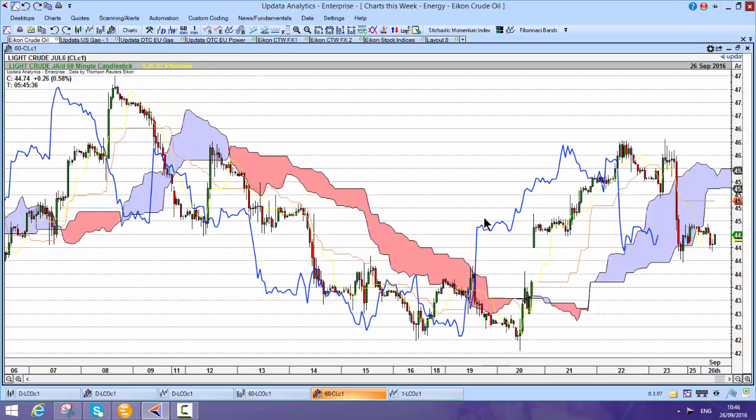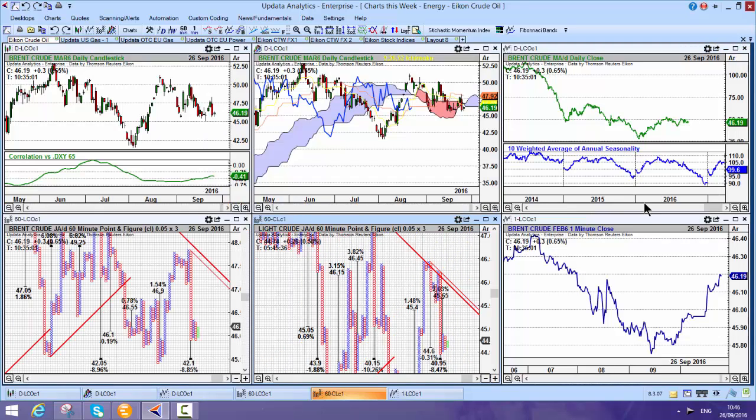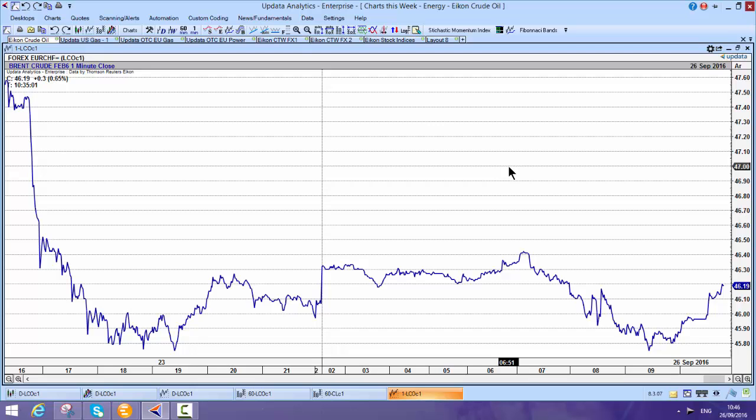On WTI, we're not quite through the cloud yet. On the 60-minute chart, price is coming through, and again press the T key for the targets, 40.15, 40.95. So we're seeing targets to the low 40s, and of course if you're trading crude in the very short term, take a look at the 1 minute chart.